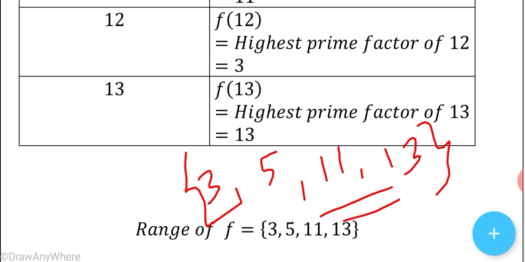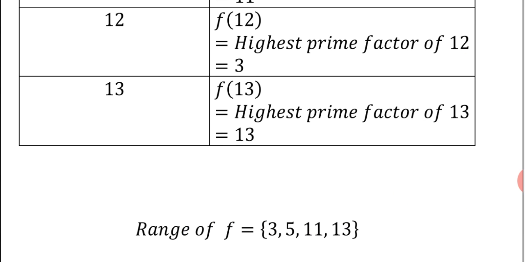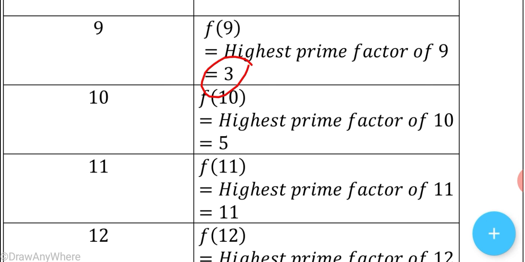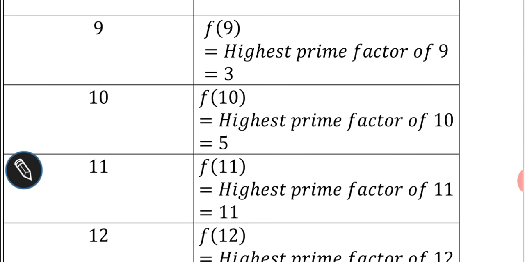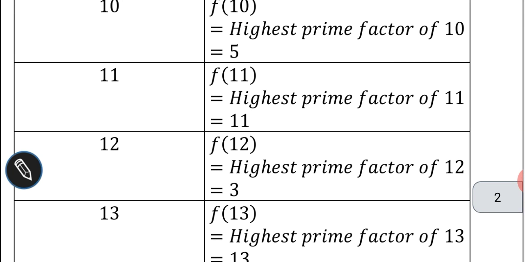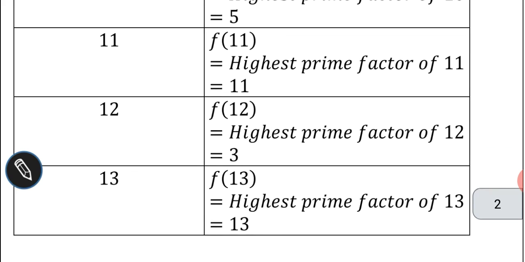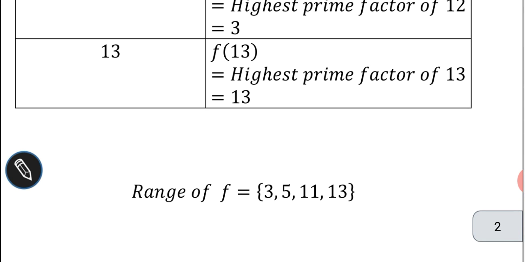In set theory we should not repeat an element. Two times we have 3 as output, for 9 and 12, so we write it only one time. So the range of f equals {3, 5, 11, 13}.